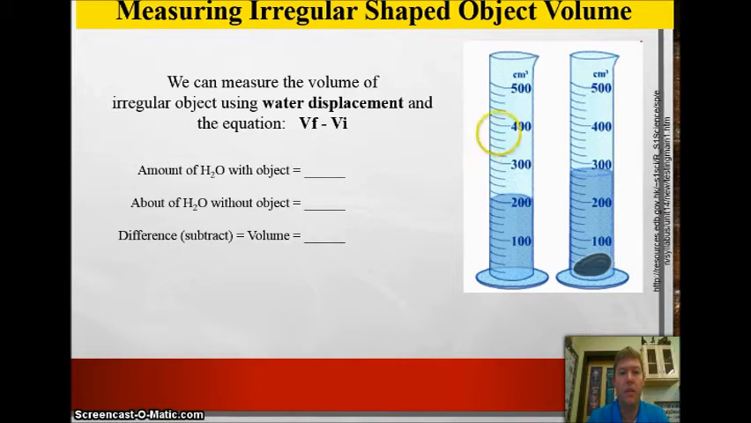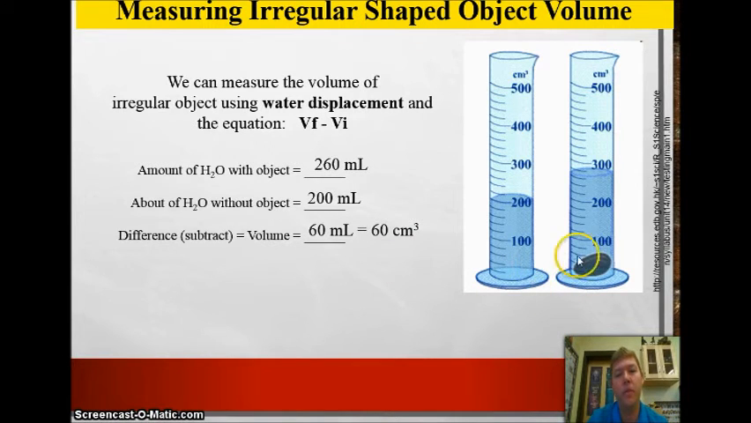Alright, so let's take a look at these two graduated cylinders here. The amount of water without the object is this right here. We're going to say that that's 200 milliliters. Now I put my rock in there and I measure how much the water was displaced. How much did the rock push up the water? Well, that pushed it up to 260 milliliters. Now I take VF minus VI, so my final 260 minus the initial 200, and I subtract them. And I get 60 milliliters is how much the water went up.